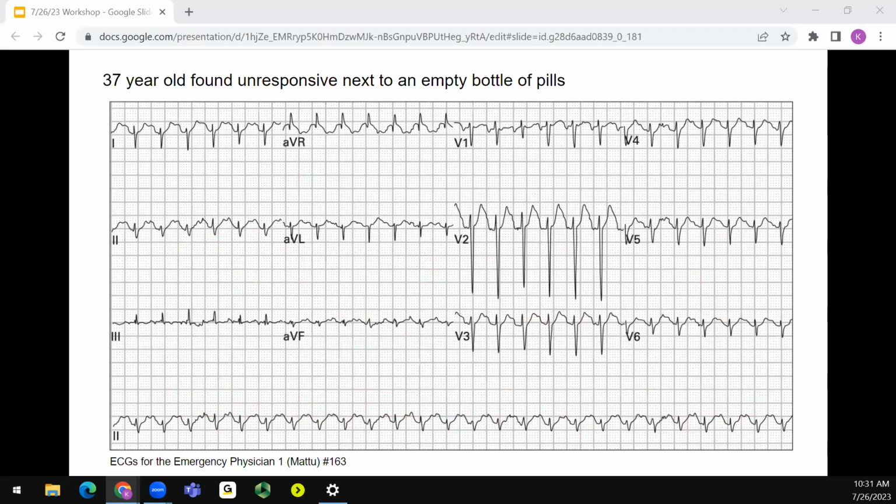Let's see. 37-year-old found unresponsive next to an empty bottle of pills. Also a board question. Someone says bicarb, also not describing the EKG. What are some abnormal features here? What's the rhythm? So sinus tach. Okay.